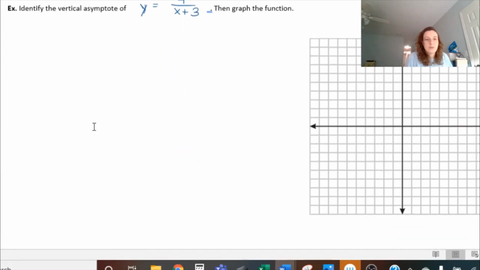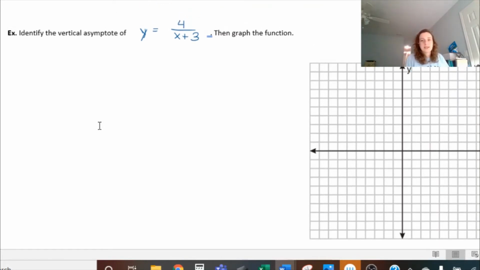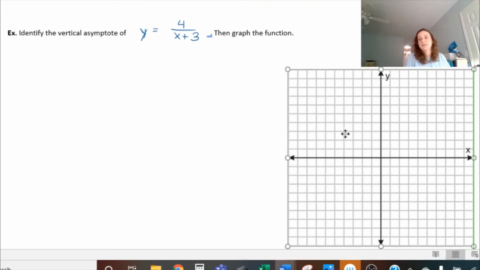In this next one, we're going to identify the vertical asymptote of y is equal to 4 over x plus 3, and then we're going to graph the function. So in this case, we are going to be interested in those negative values because we're talking about a function that we don't know what the context is. We're not sure what it's related to. So here, it's going to be important that we need to find the asymptote. So step 1 is going to be to find that vertical asymptote.